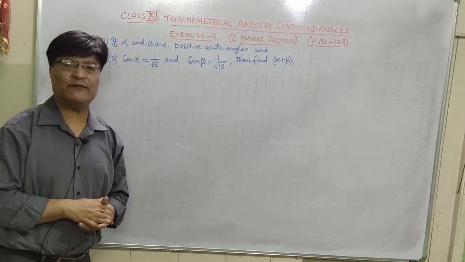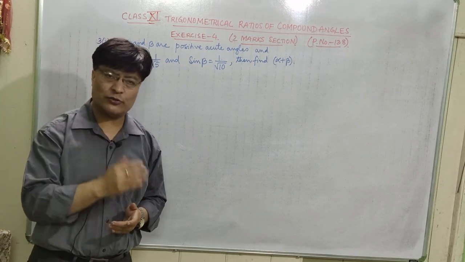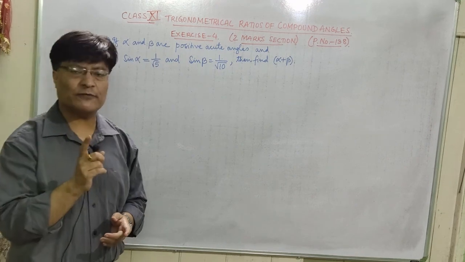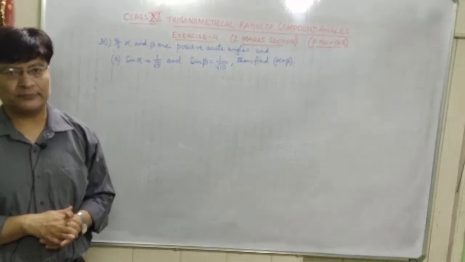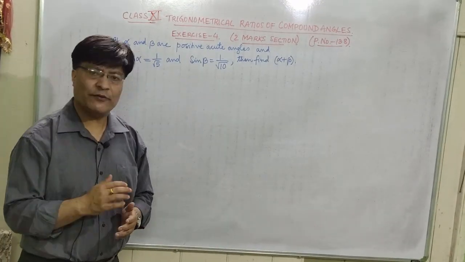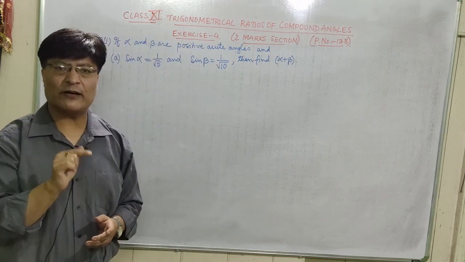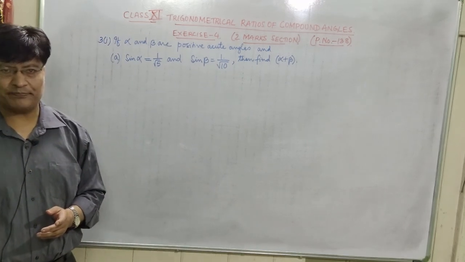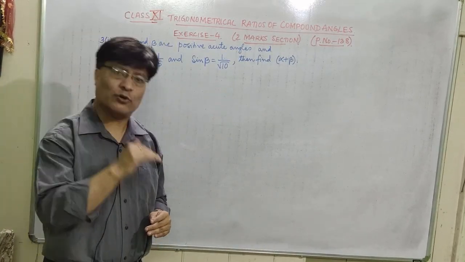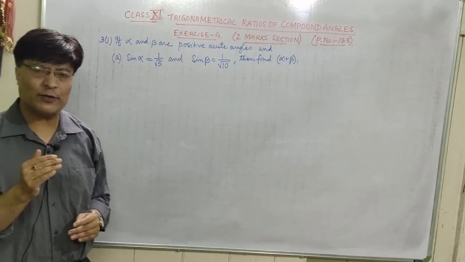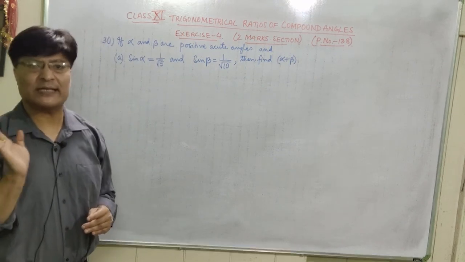So we cannot directly find out alpha plus beta in this case. First of all, in order to find out alpha plus beta, you have to get either sine of alpha plus beta or cos of alpha plus beta. Okay, so if you want to get sine of alpha plus beta, what is the formula? Sine alpha cos beta plus cos alpha sine beta. Okay, so if you want to get alpha plus beta, you may find out cos of alpha plus beta. What is the formula for cos of alpha plus beta? It is cos alpha cos beta minus sine alpha sine beta.